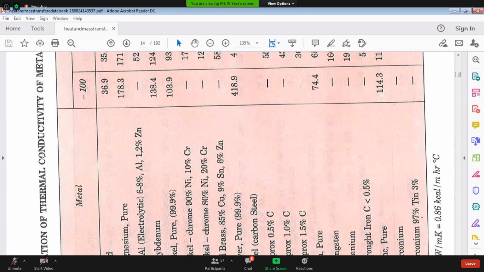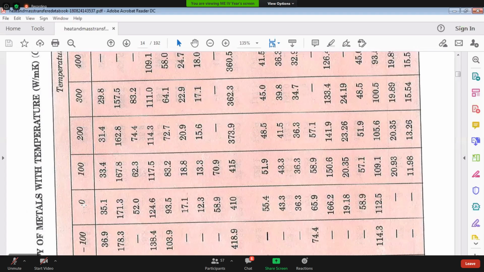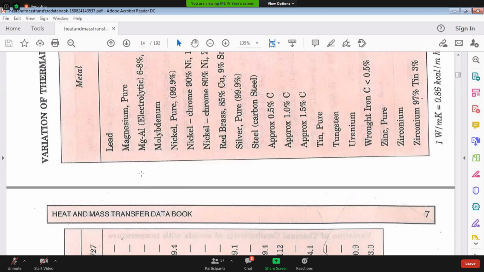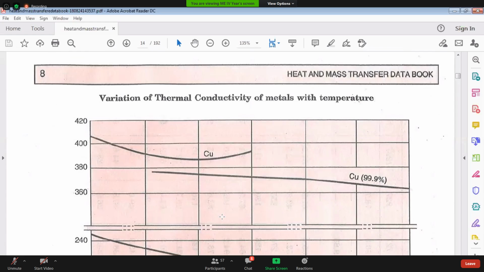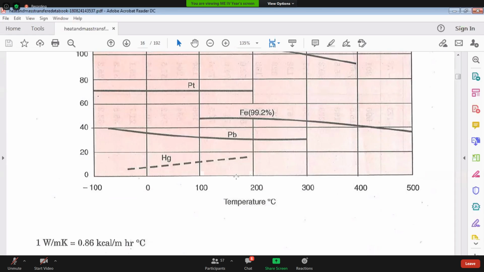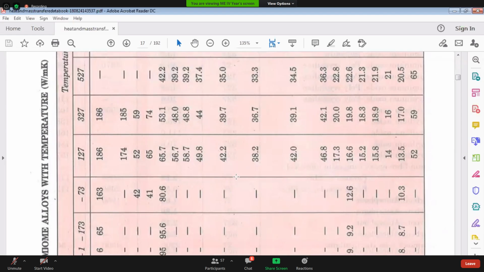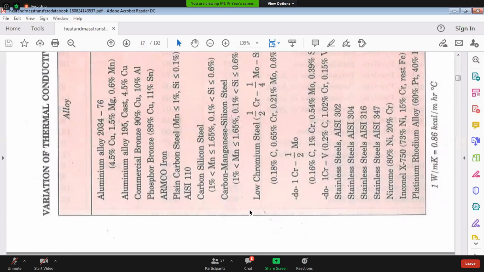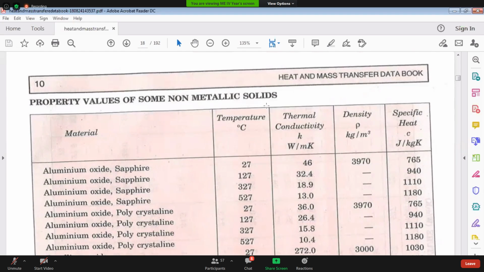The variation of thermal conductivities of the metal: for example, if it is -100, how is it varying? At 0, 100, 200, 300, the temperatures at which thermal conductivity varies are given here. Next, thermal conductivity of metals. I have shown in the beginning of the class in the slide itself how it varies graphically. Next, variation of thermal conductivity of solids, alloys. Next, property values of some non-metallic solids.